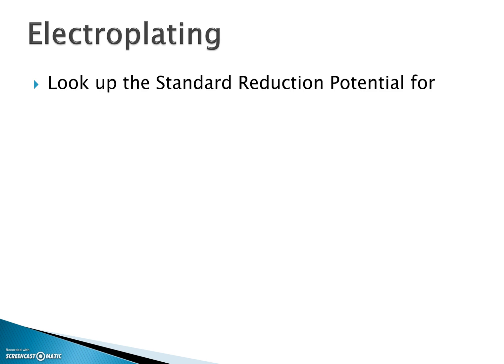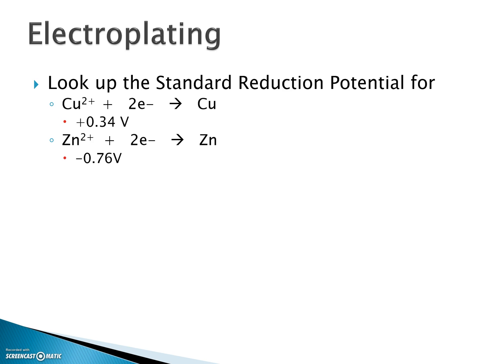Electroplating. I want you to take out your standard reduction potential tables and look up the value for the reduction of copper 2 ions. And we should get a positive 0.34 volts. And then there's the standard reduction potential value for the reduction of zinc ions. And we get a negative 0.76 volts.